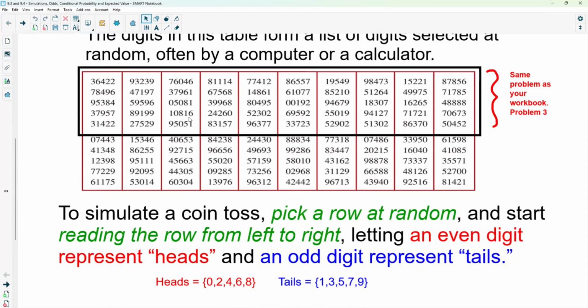But we're not using all of it. We're just using a row. And a row has 5, 10, 15, 20, 25, 30, 35, 40, 45, 50. So in a row, you have 50 random digits, in sets of 5.